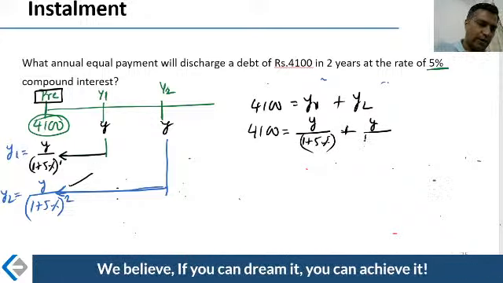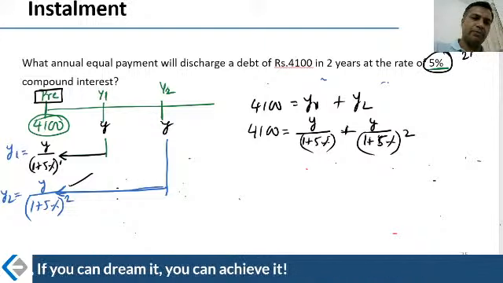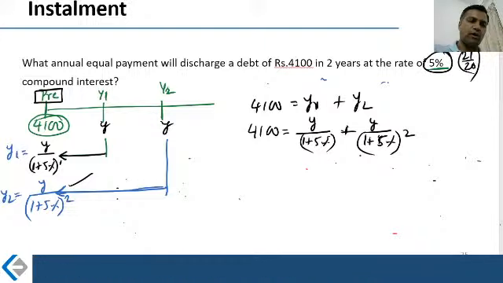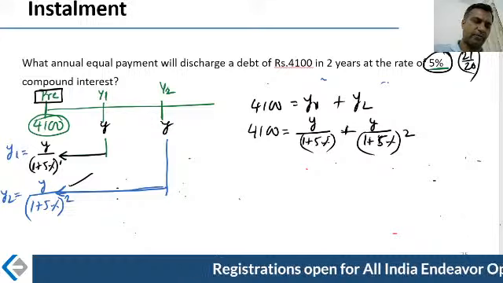Y divided by (1 plus 5%) whole square. Fine. What is 1 plus 5%? We know the multiplier for 5%. The 5% multiplier is 21 by 20. That is nothing but 1 plus 5%. When you write it, it becomes 21 by 20.